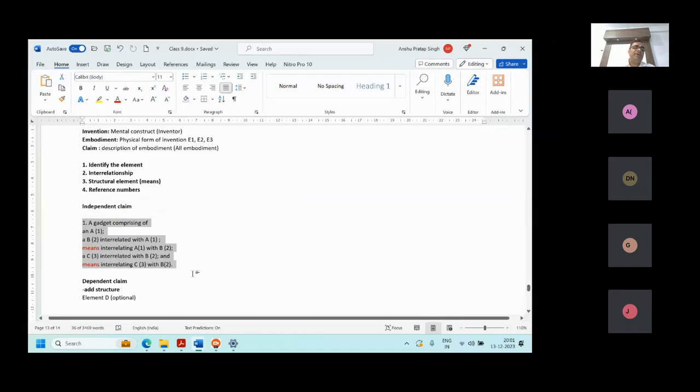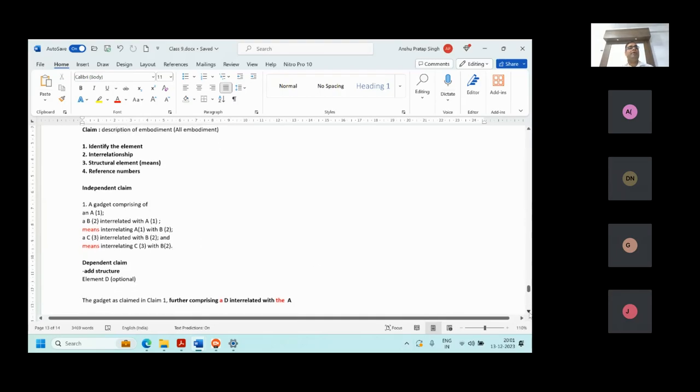So, roughly, you have to grasp this: gazette comprising an A, B, C and means. I will just show you how you will identify all this in the examination paper. In practice, you will have a better sense.